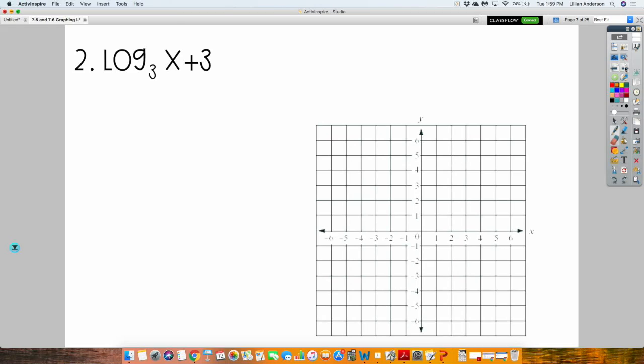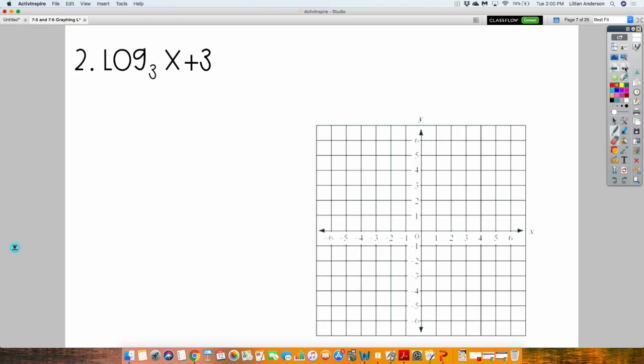Make sure you look at number 2. Which way? Left, right, up, down? No, not right. It's going to be up. What's the difference between this one and the last one?